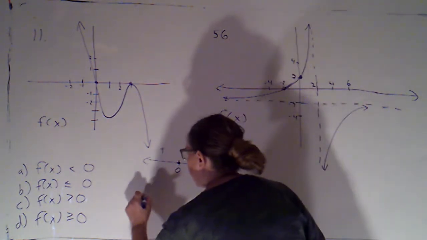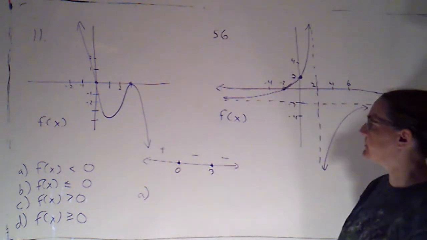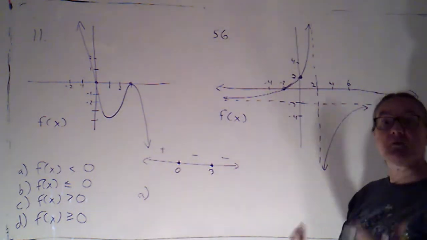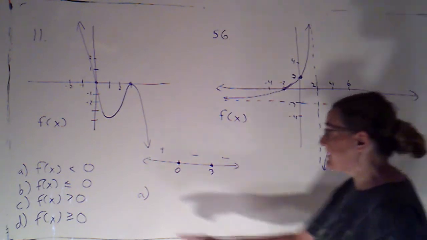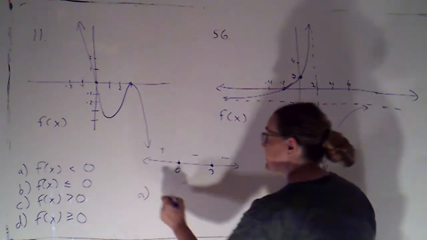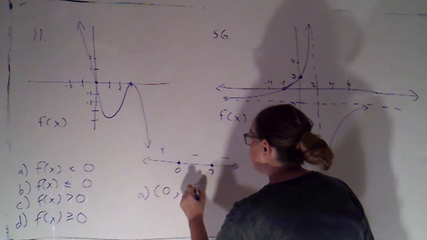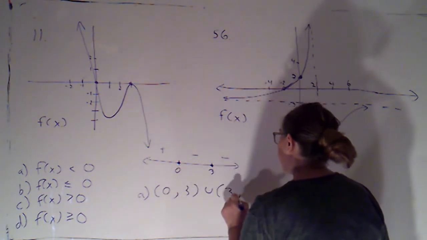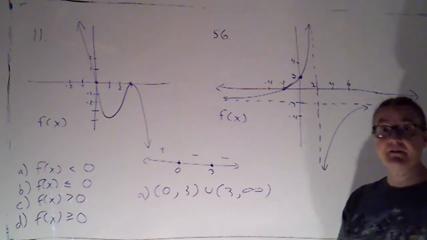I'm just going to write my answers over here. Okay. Where is it less than 0? That would be where it's negative. And since this is a strict inequality, we would not include the places where it's 0. So that would be (0, 3) union (3, infinity).